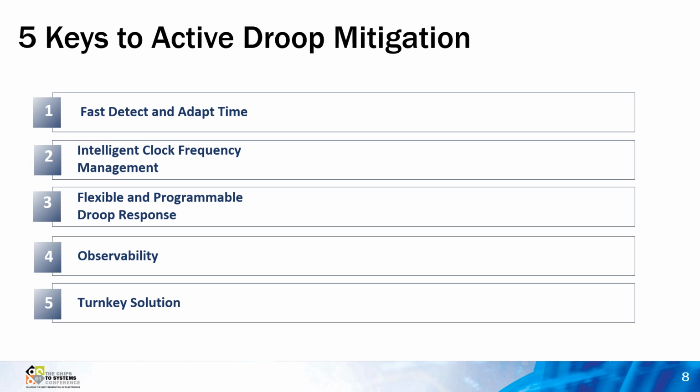Second, the clock frequency needs to be intelligently managed. Once the voltage droop is detected, the clock speed needs to be rapidly reduced. Then, as the droop subsides and the voltage is restored, the clock frequency needs to return to the original mission frequency in a smooth manner so that it does not self-induce another voltage droop.